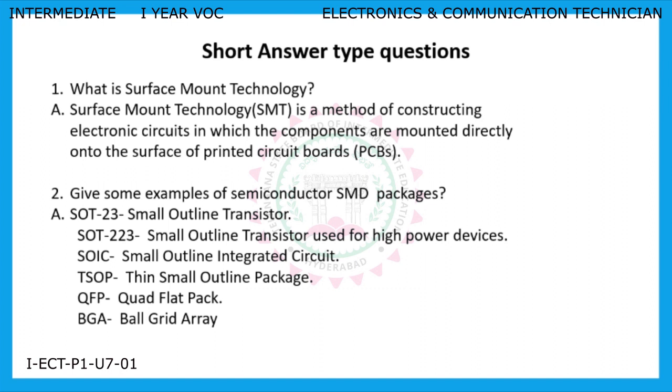Second question, give some examples of semiconductor assembly packages. The examples of semiconductor assembly packages are, few examples are SOT23 small outline transistor, SOT223 small outline transistor used for high power devices, SOIC small outline integrated circuit, TSOP thin small outline package, QFP quad flat pack, BGA ball grid array.